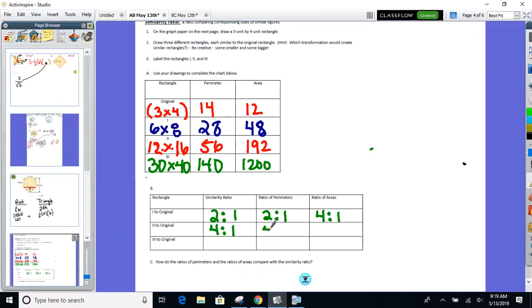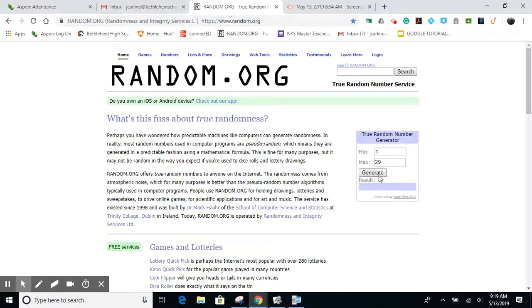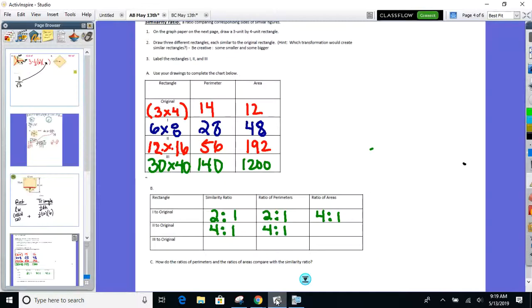4 to 1. And then finally, how about 192 to 12? What's that ratio break down to? 16 to 1. I don't know if we're seeing any patterns yet. How the similarity ratio relates to the perimeter and the area ratio.